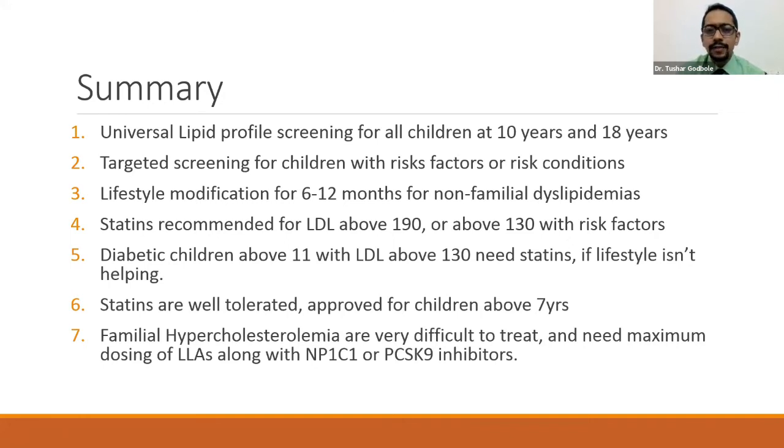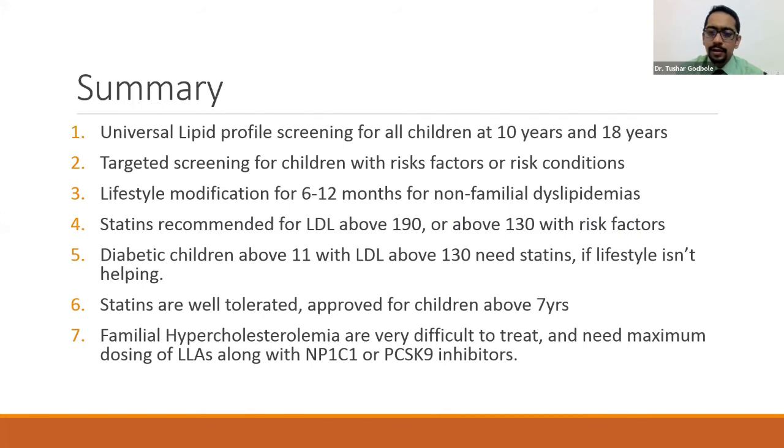Statins are generally well tolerated, and they are recommended if the LDLs are above 190 despite 6 months of lifestyle modification, or if they are above 130 or 160 depending on 2 or 1 major risk factors being present. Diabetic children above 11 years with an LDL of 130 need statin treatment, and this comes from the ISPAD 2018 guideline.